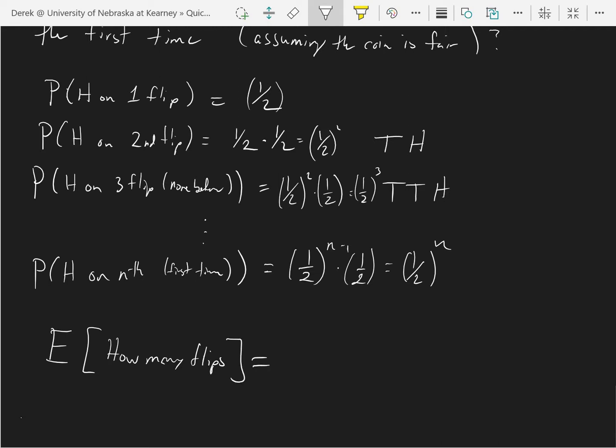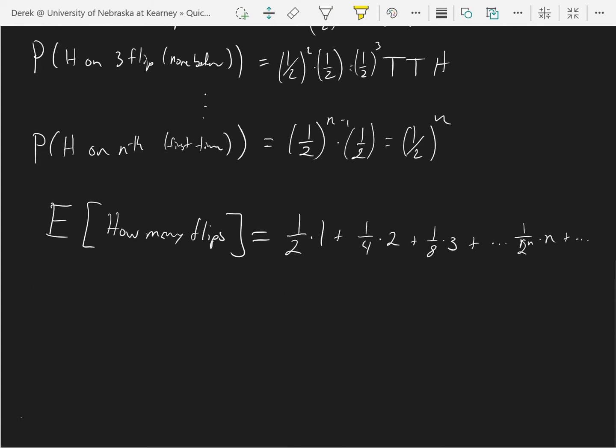Well, I'm going to have to take half the time it takes me one flip, plus 1/4 of the time it takes 2 flips, plus 1/8 of the time it takes 3 flips, plus ... right? Plus 1/2 to the n times n plus ... forever. So I can write this down as a series. I end up with the series of n times 1/2 to the n from n equals 1 out to infinity.